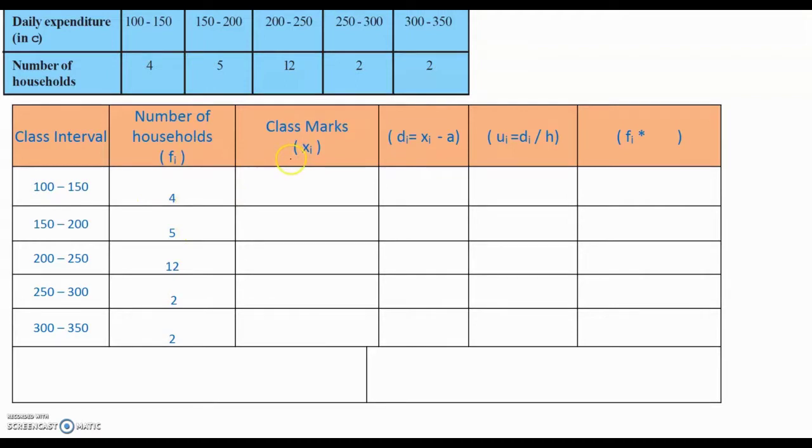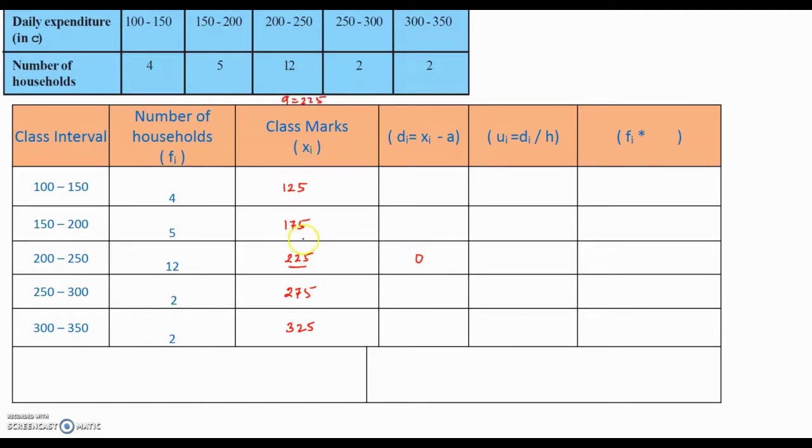Let us find out the class marks. Class marks will be the midpoint of the class interval 100 and 150. What is the midpoint? The midpoint will be 125. 150, 200. What is the midpoint? 175. So this will be 225, 275, 325. Okay, you can take the assumed mean to be 225.